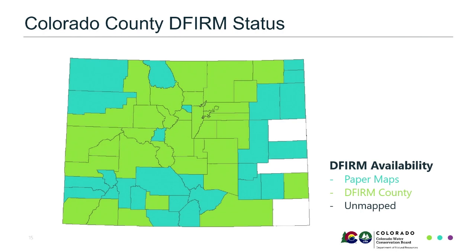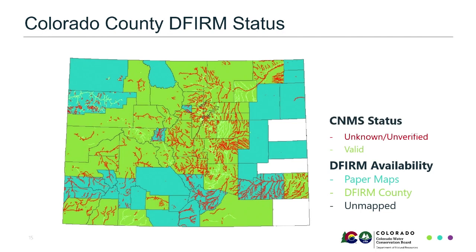If we look at the current availability of DFIRM data, there are still 26 counties within Colorado that do not have digital data and are still using paper maps. And a few of these counties are still unmapped as well. As was mentioned, about half of these counties are receiving new digital data as part of the CHAMP program, and a remainder have a plan to initiate in the next 5 years.